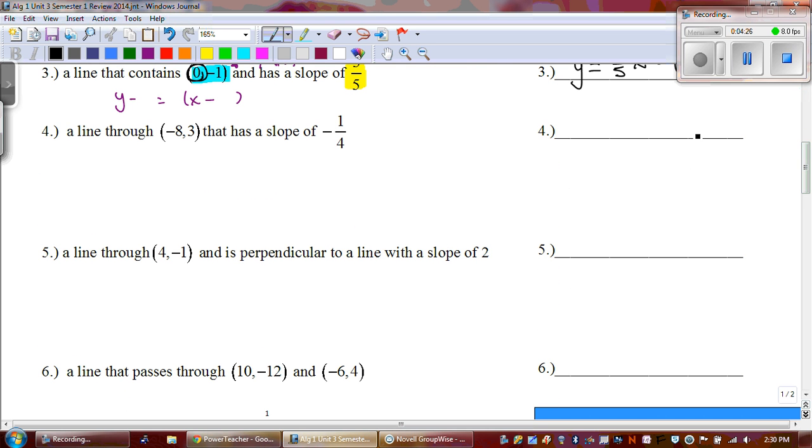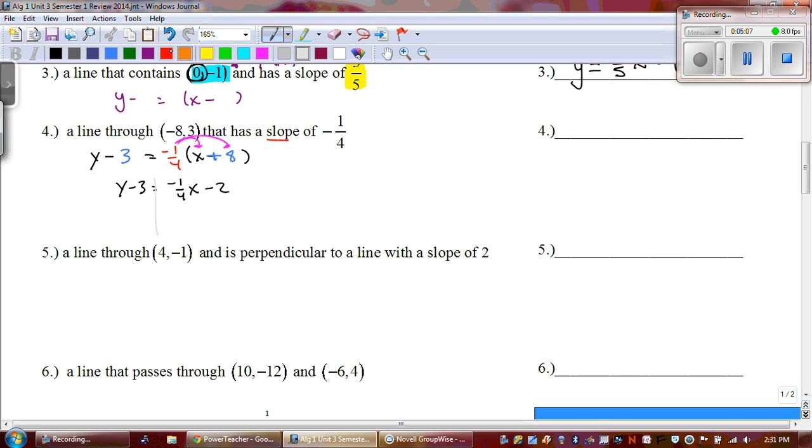All right, so number 4. Here we go. Now we have to solve. It tells you the slope is -1/4 x. Our x is -8, so that changes to a +8, and our y is 3. So the first thing we need to do is distribute -1/4 x. And negative 1/4 times 8 is negative 2.